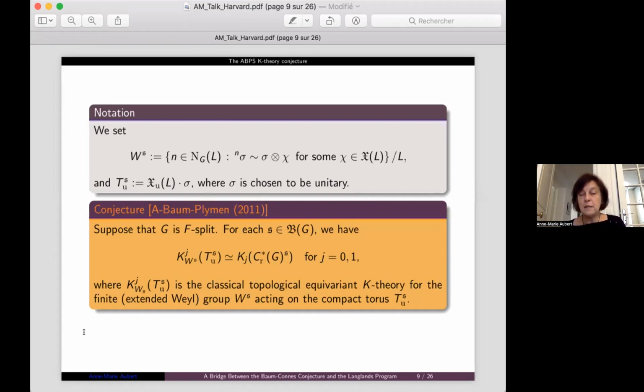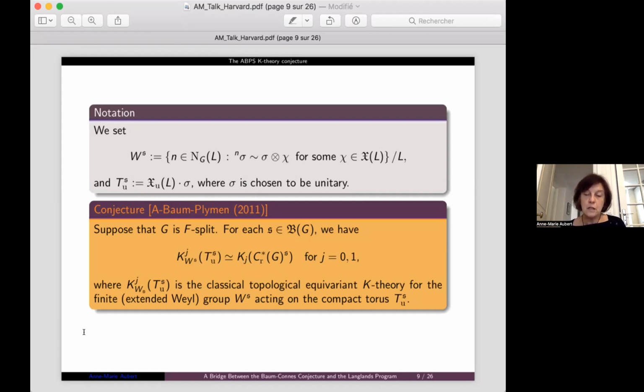For instance, for GL_N, it is always a finite Weyl group. But if you go to SL_N, we have a non-trivial part. This small abelian group is not trivial in general. And we have a kind of extended Weyl group, and we also have a compact torus. How you define it: you just consider the orbit of sigma by the group of unitary unramified characters of our Levi. So it is what I call T_S^u. It's a compact torus.